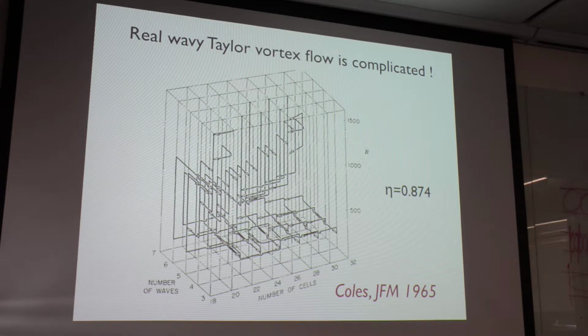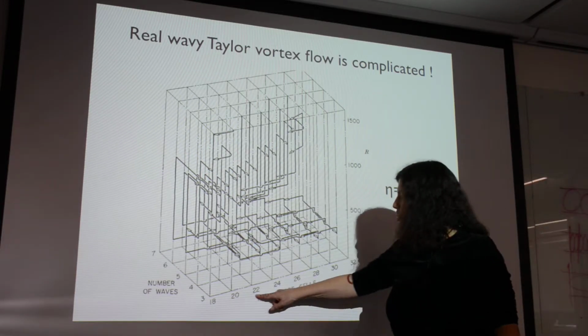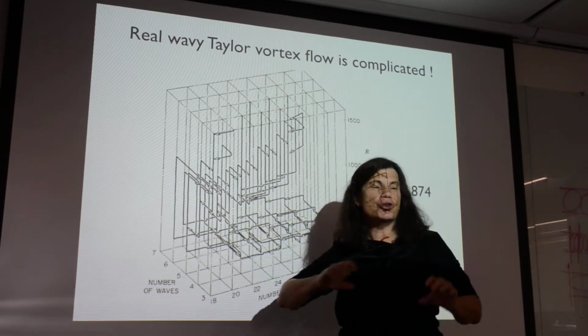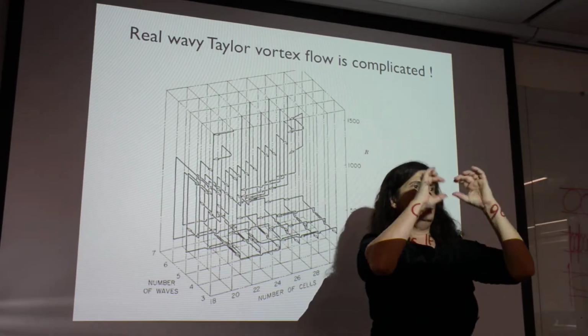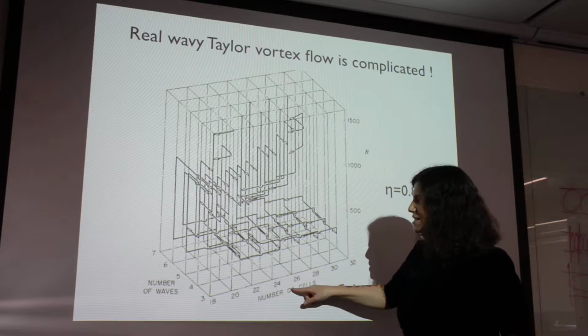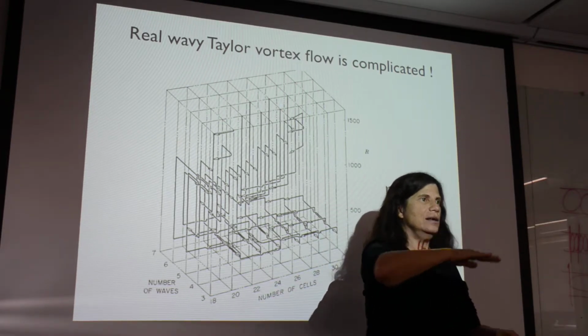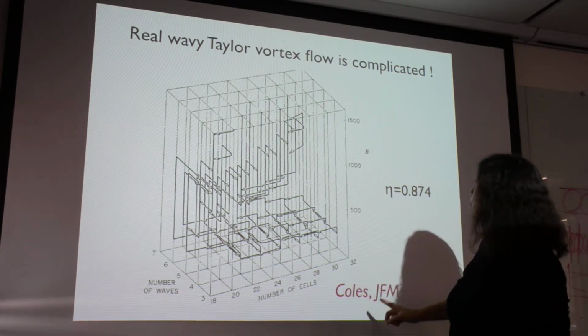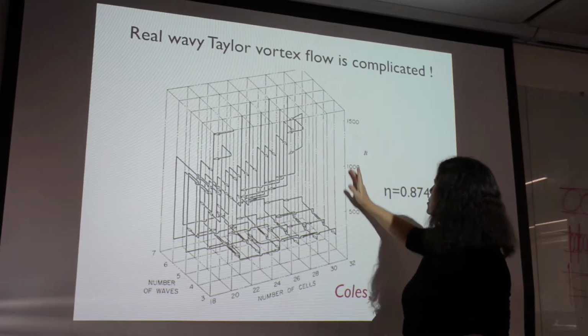This was before bifurcation theory and dynamics had really taken over in fluid mechanics. Coles published this in 1965, showing how complicated Taylor vortex flow is. This is the number of vortices, what he called cells, the vortices that stack up here, 1, 2, 3, 4, and this is the number of waves. And then this must be the Reynolds number, right?